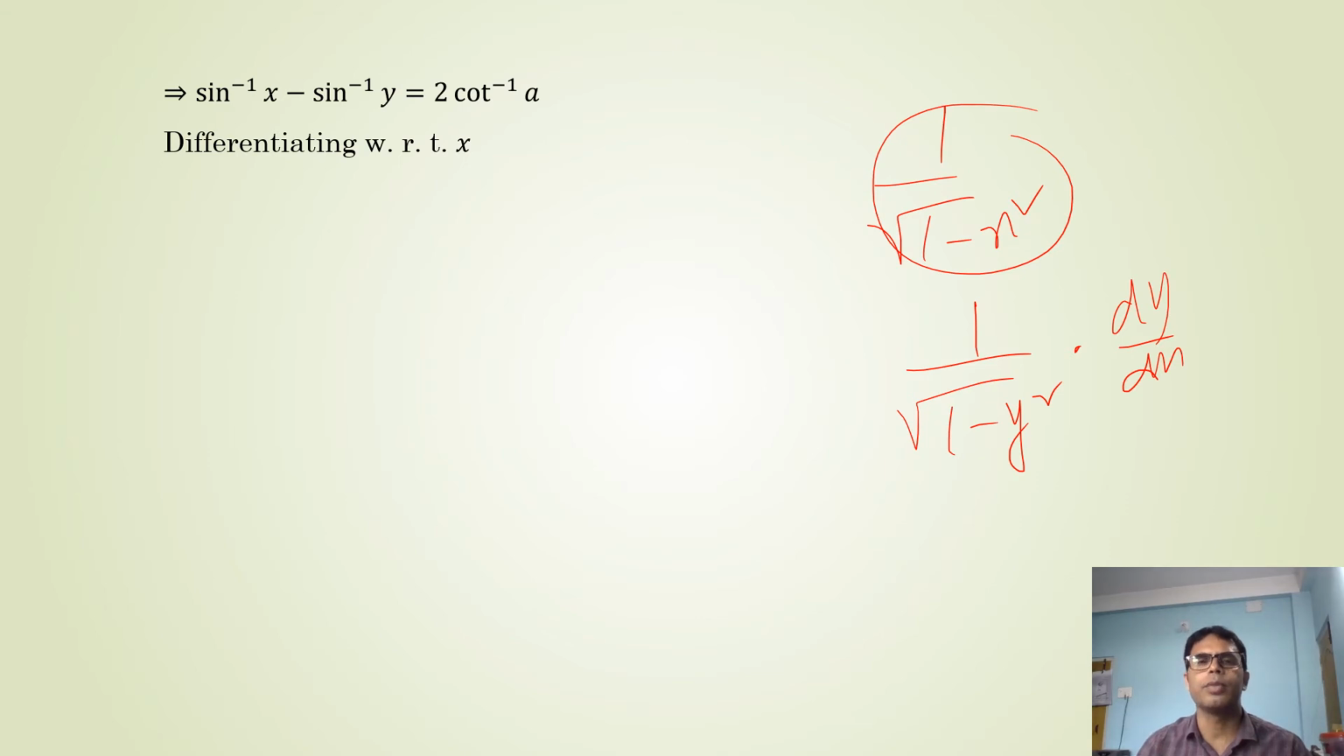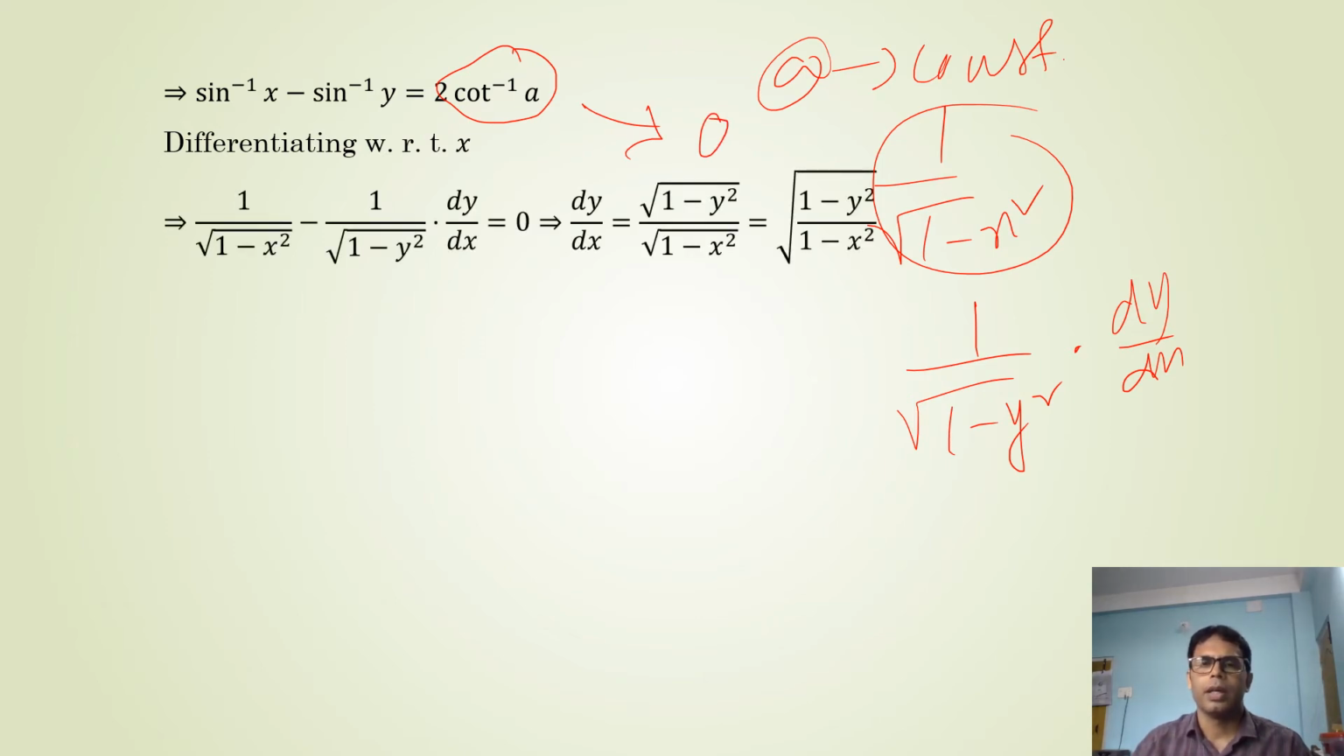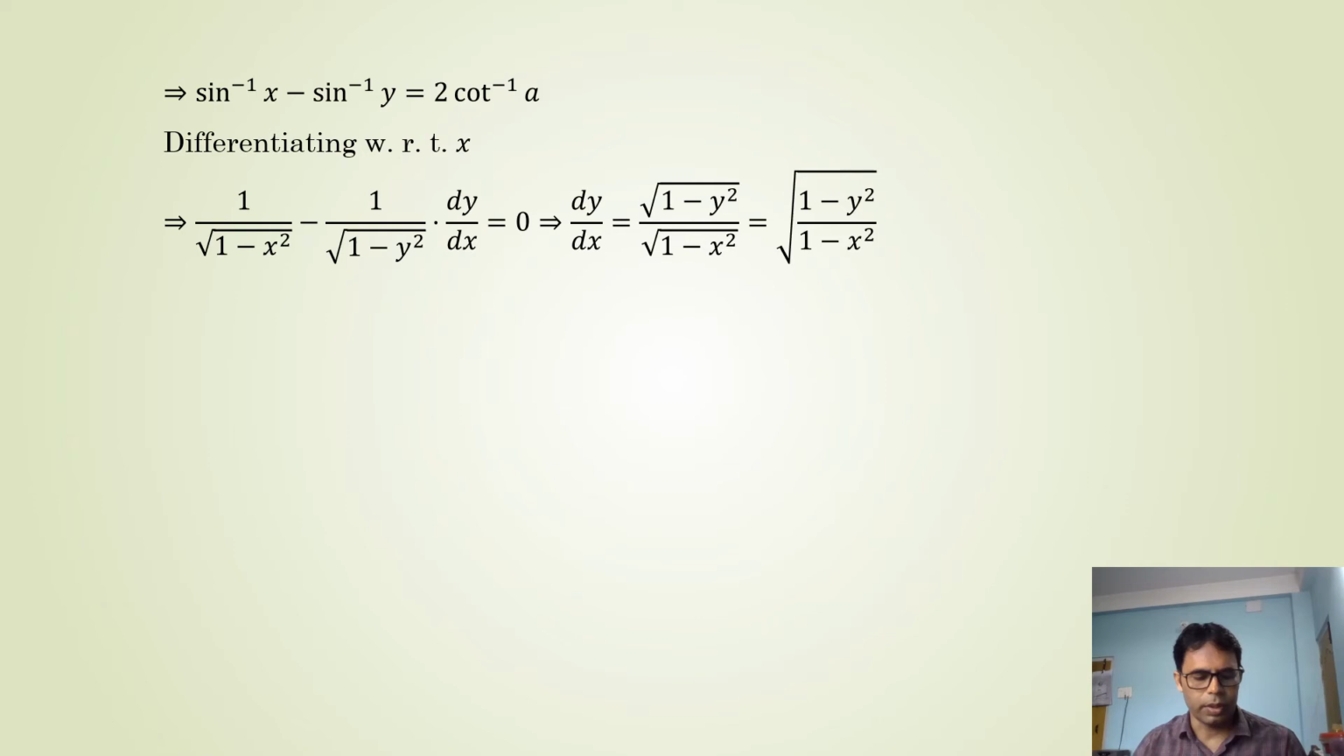And on the right hand side, you observe that 2 is a constant and a is also a constant number. So the differentiation on the right hand side, the total differentiation, is 0. I have erased this a little, see. Okay, you see this one: 1 by root over 1 minus x square is the differentiation of sin inverse x, and this is the differentiation of sin inverse y for y, dy dx. Right hand side is constant, so 0.